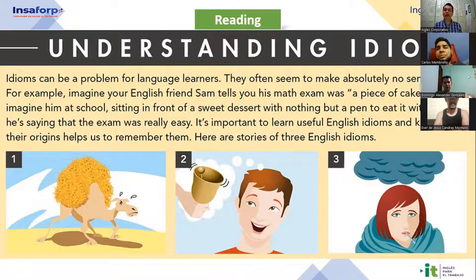It's important to learn useful English idioms, and knowing their origins helps us to remember them. Here are stories of three English idioms. Besides this, of course, a piece of cake or a breeze, like you say in Spanish, es una brisa, it's very easy, right? Es pan comido, say people in El Salvador. People also say in El Salvador, está chiche. Have you heard that? Que chiche estaba el examen. I don't know the relation, but it's another Salvadoran idiom, right?